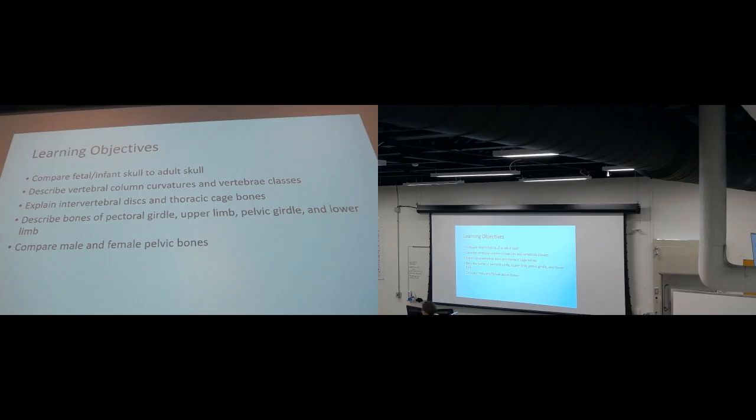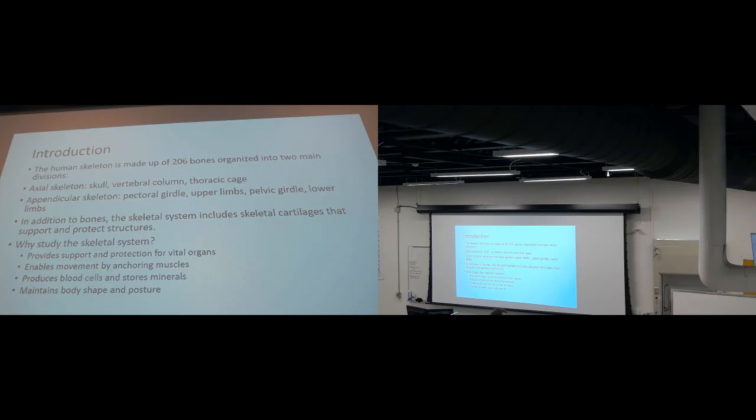We are also going to see differences between the infant, the fetal skull, and adult skull, and we're going to see what are the bones of the vertebral column, what are the regions, the numbers, their anatomical differences, and we're going to see as well the thoracic cage, the intervertebral disc, and the bones of the upper and lower limbs. So basically, we're going to see everything.